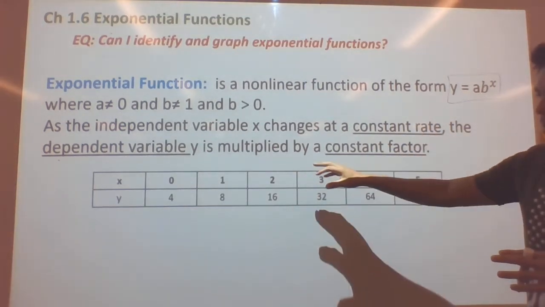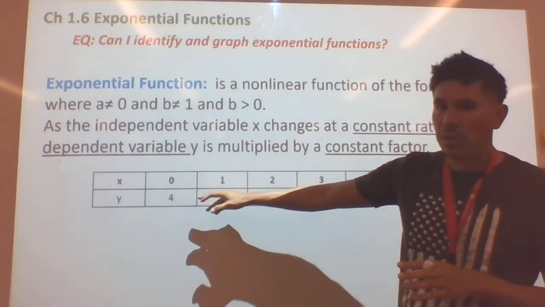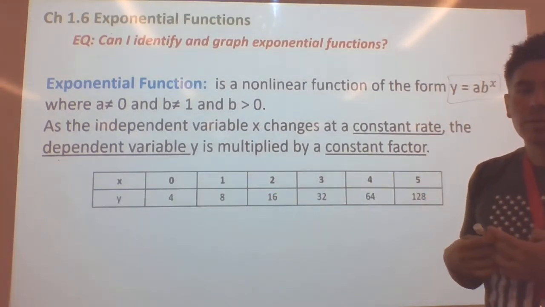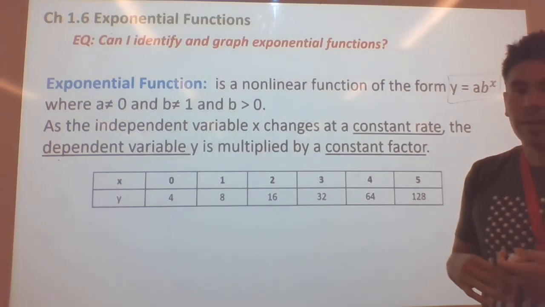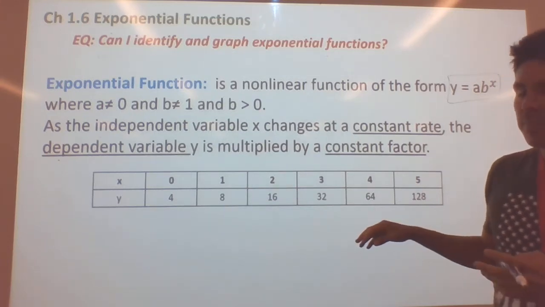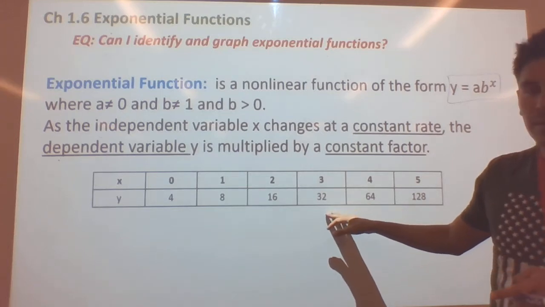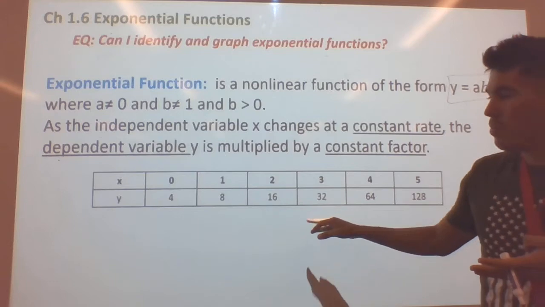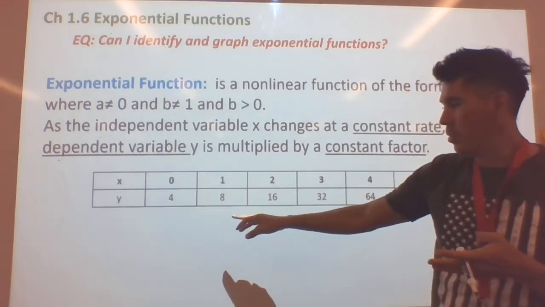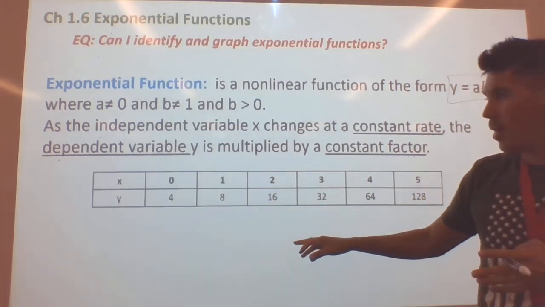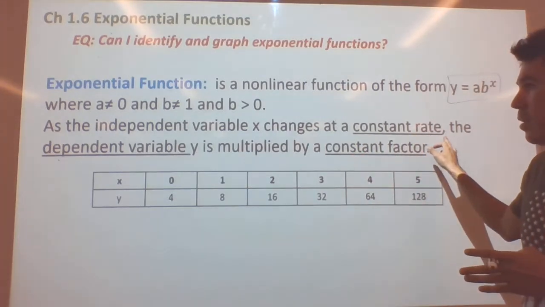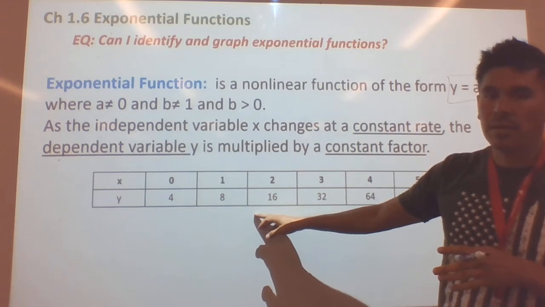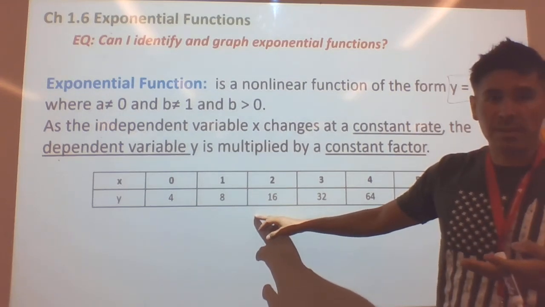So for every x value, notice our x values are going up by a constant rate. We're going up by 1. So we go from 0, 1, 2, 3, and 4. In terms of my dependent variable, my y variables, what's happening there? We're multiplying by 2. So we're not going up by a constant rate. We're going up by a constant factor. So we're multiplying by a factor of 2.